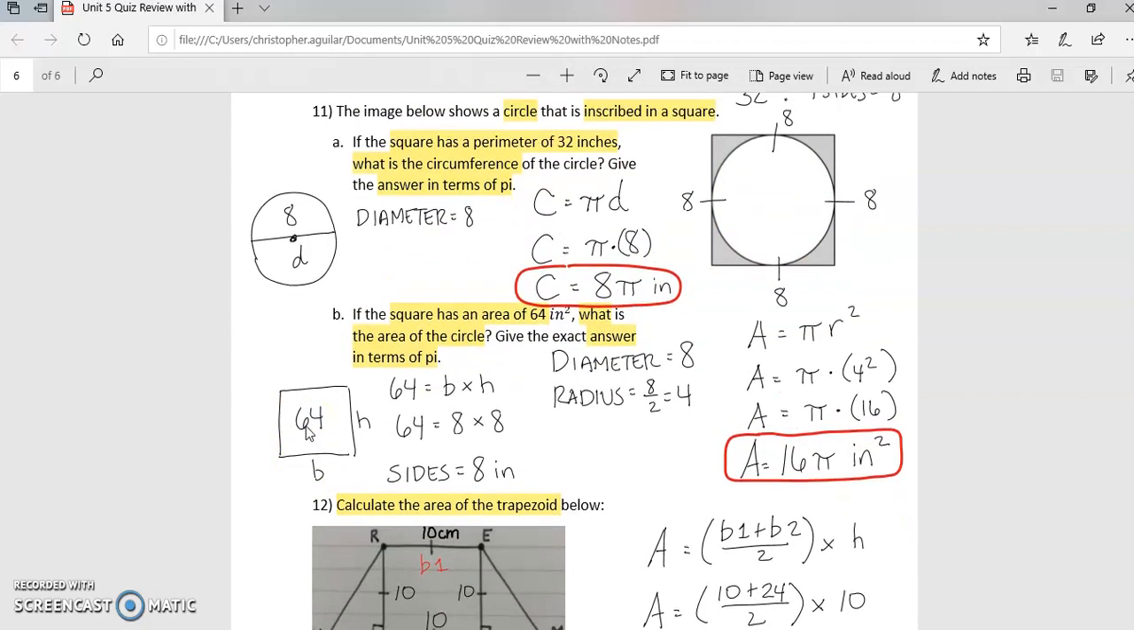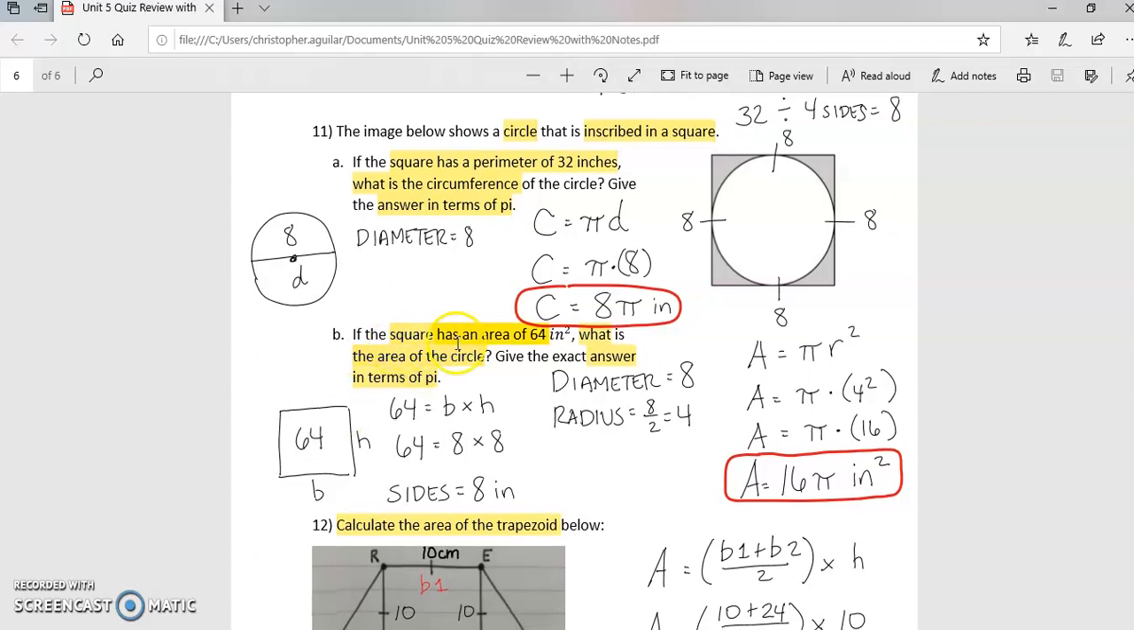And then part B, it says, if the square has an area of 64 inches squared, what is the area of the circle? So it says give the exact answer again in terms of pi. So that means the square, when I multiply the base times the height, it gives me 64. And if all the sides are the same, that means I need to find a number multiplied by itself that gives you 64. So 8 times 8 is 64. So that means, again, all the sides are going to be equal to 8. So if all the sides are equal to 8, again, the diameter is equal to 8.